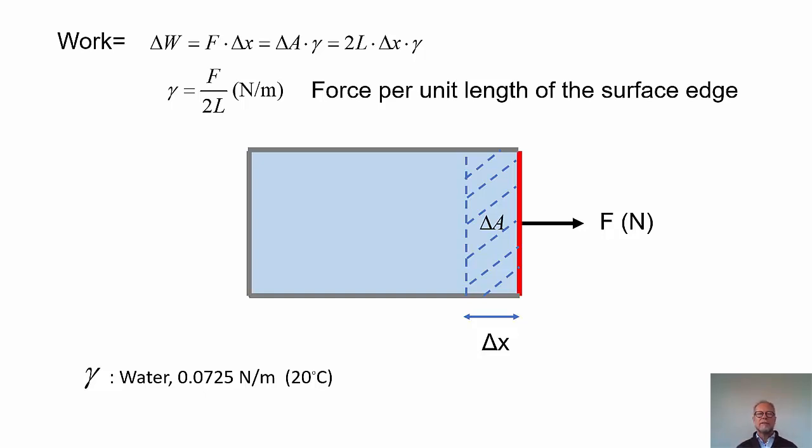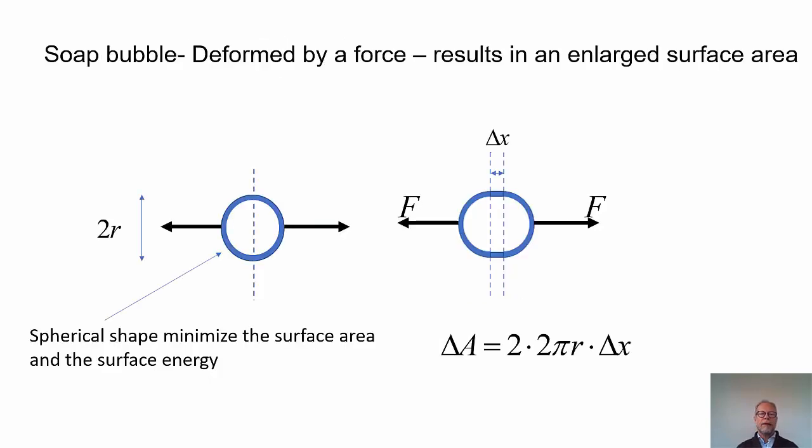So gamma, or surface tension, means force per unit length of the surface edge. And this is a way of interpreting the surface tension phenomenon that would be very handy. Gamma is a constant for water at 20 degrees. When water is close to air, it is 0.0725 Newton per meter.